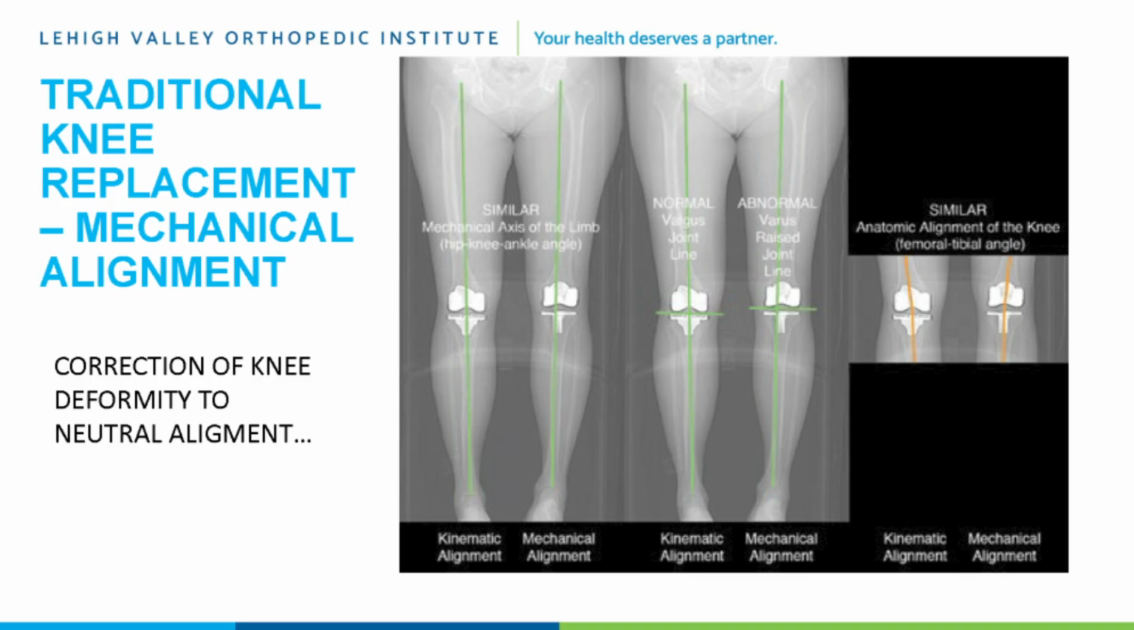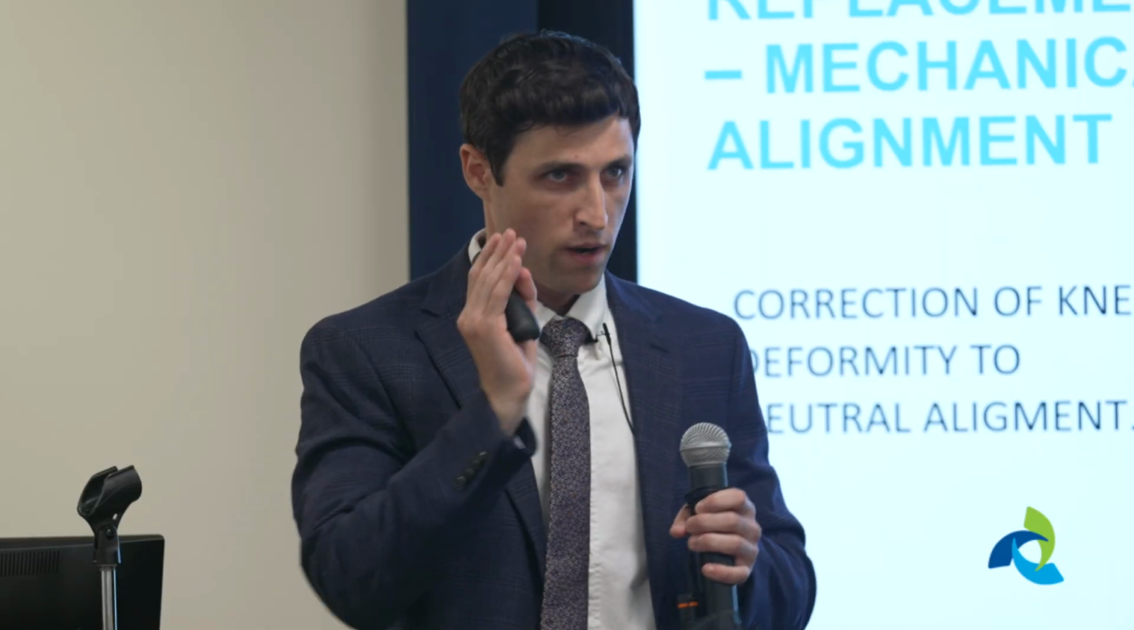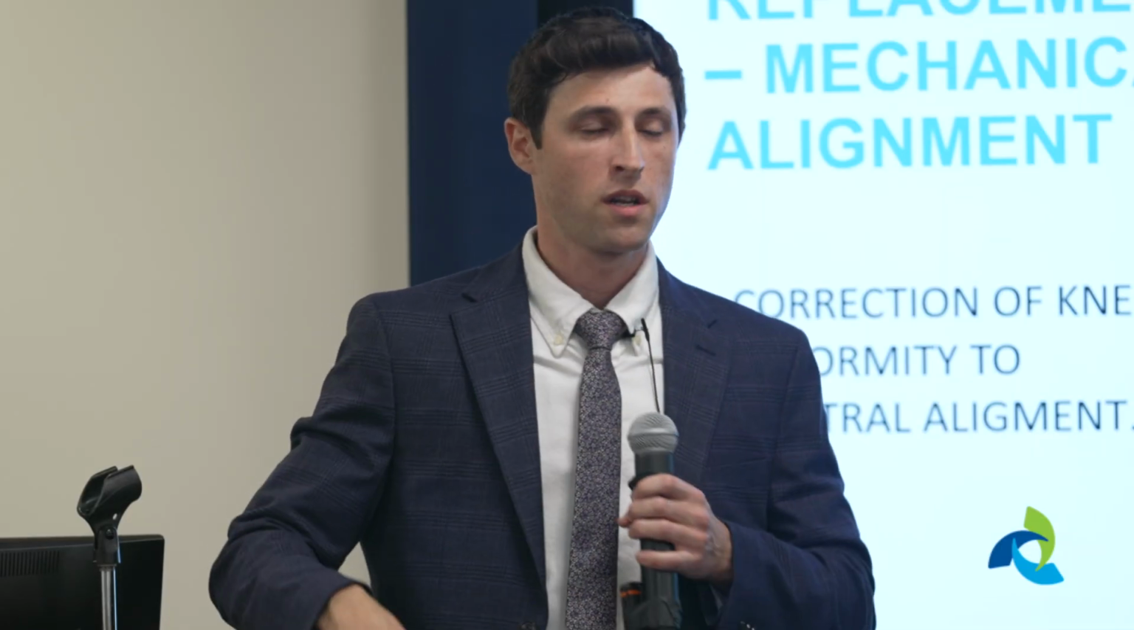So the traditional approach to knee replacements for the last however many years, 30, 40 years, has been to try to make the knee what we call mechanical, make it straight. Despite how deformed or despite how advanced the arthritis is, we're just trying to make everyone's knee the same, a cookie cutter approach to knee replacements.